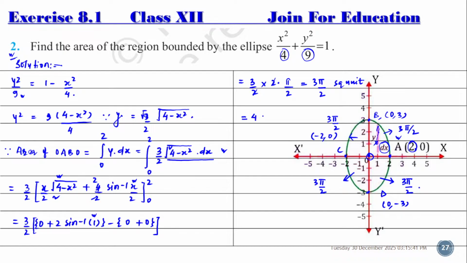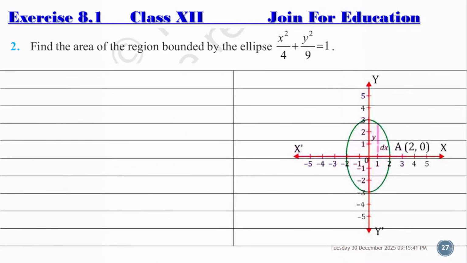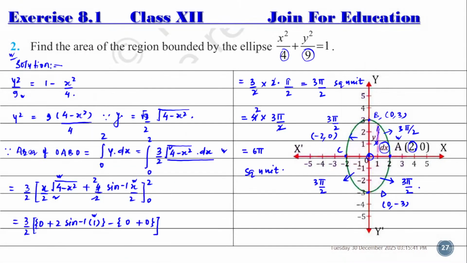4 into 3 pi by 2 equal to, here 2 twos are 4, 2 threes are 6, so 6 pi square unit. Is there any problem understanding the solution of this question?